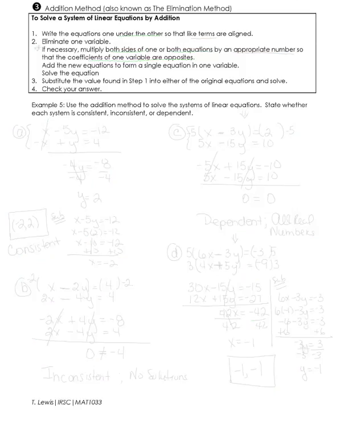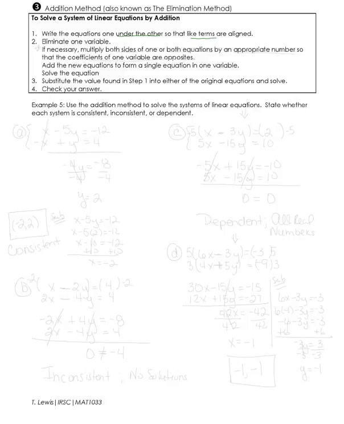The third way to find a solution for a system of linear equations is by the addition method, which is also known as the elimination method. And here's what you do. Number one, write the equations one under the other so that the like terms are aligned.